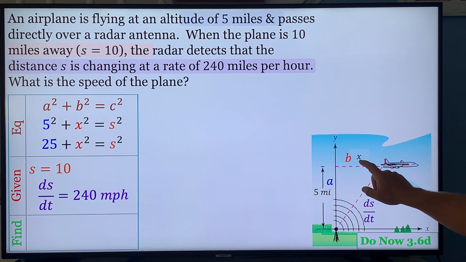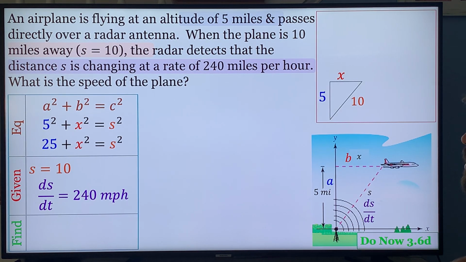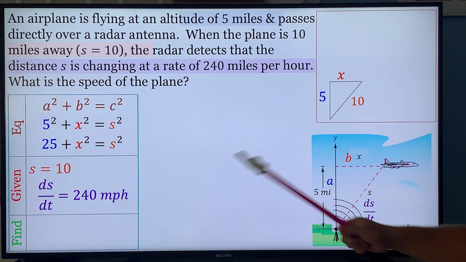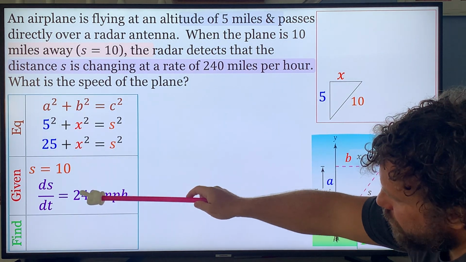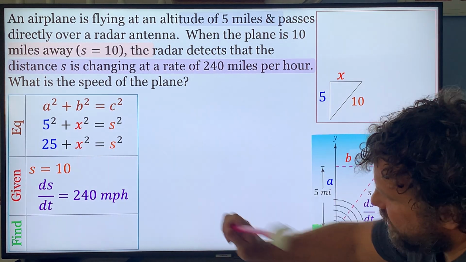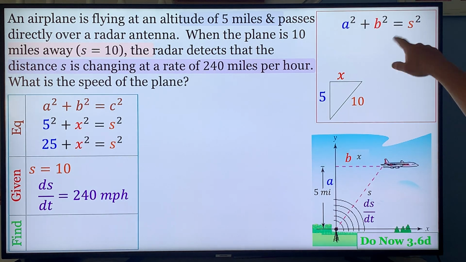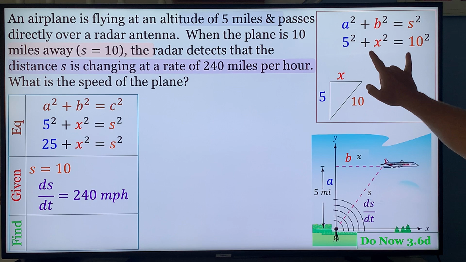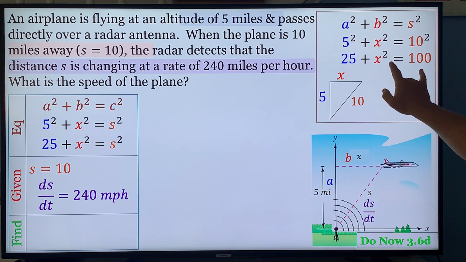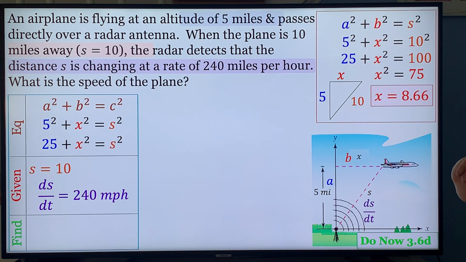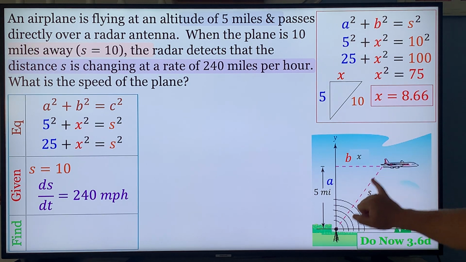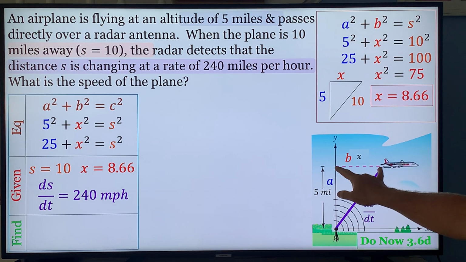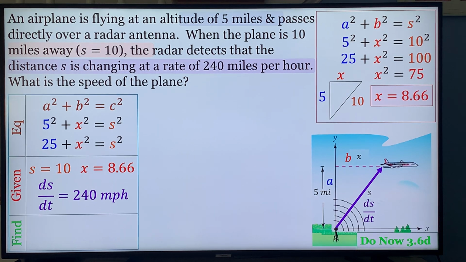dx/dt. Now, also, since we have s here, we can find out what x is when s is 10, and only when it's 10. a squared plus b squared is s squared, 5 squared plus x squared is 10 squared, 25 and 100, square root of 75 is 8.66. So only when this plane is 10 miles away, it's 8.66 miles horizontally away.